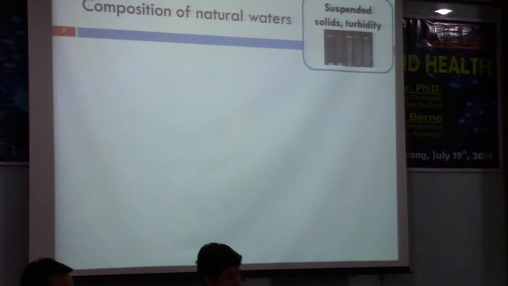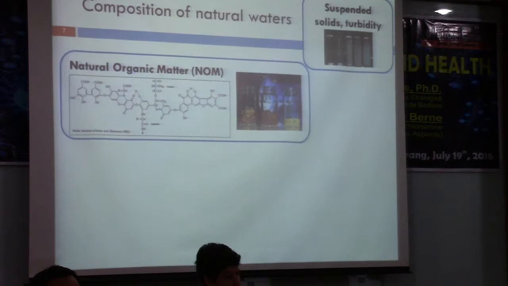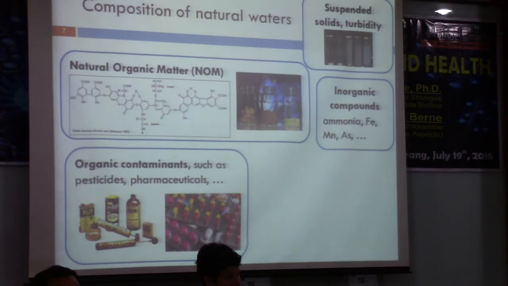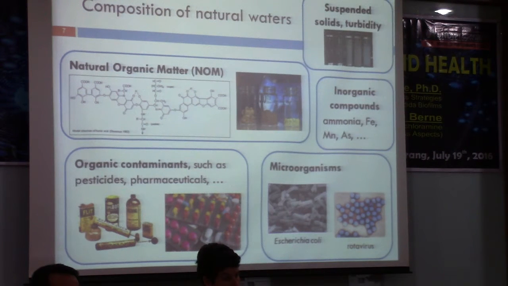So to summarize, there are in water suspended solids, turbidity, non-dissolved compounds, and dissolved compounds like natural organic matter, inorganic compounds, anthropogenic pollutants like pesticides, pharmaceuticals, endocrine disruptors, for example, and also microorganisms, pathogenic microorganisms.